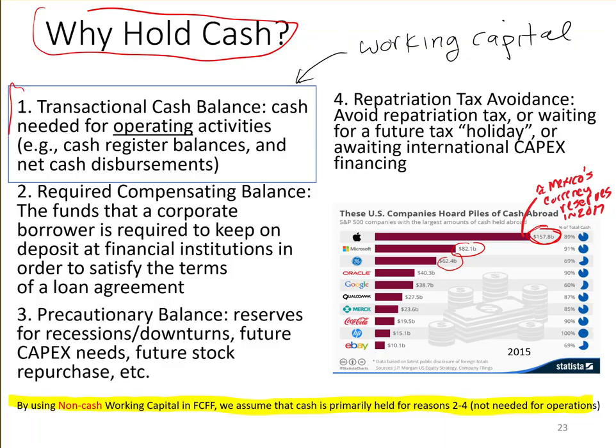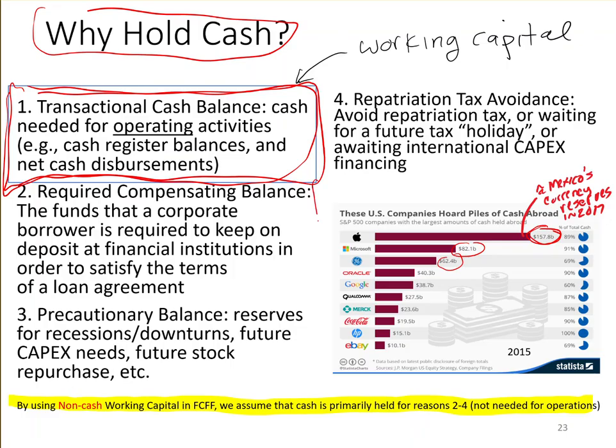The first answer could be that they just needed to run the business. It's transactional cash balances. They need cash to put in the cash registers. They need cash in accounts. So if they have to write a check, there's money available. So when we talk about whether or not cash is included in net working capital, if it's for this reason, we call it operational cash, and it is included in net working capital. But these other reasons I'm going to list, you would exclude it. In most modern corporations, you can most likely exclude cash from net working capital.